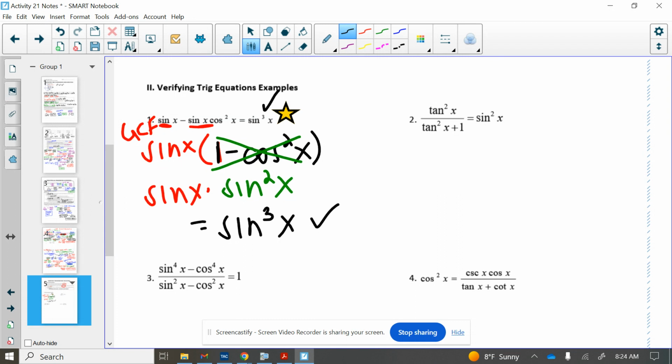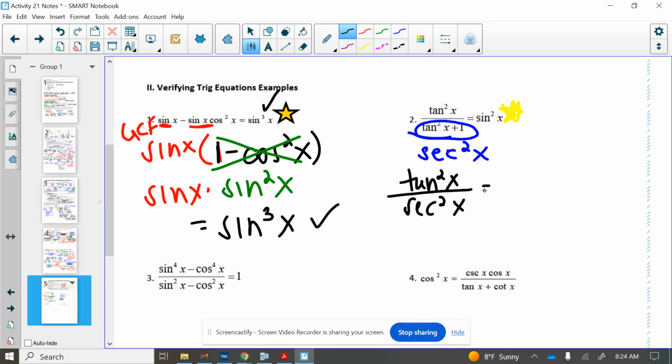In the next example, again, we notice we have another Pythagorean identity. This time our Pythagorean identity is that we can rewrite tangent squared plus 1 as secant squared. Again, we want our goal this time to be that left-hand side, because that's the less complicated side. So that's what we're going to try and simplify to. So we have tangent squared x over secant squared x.